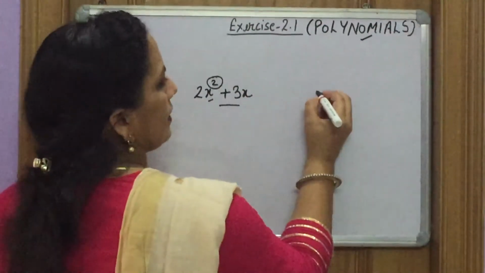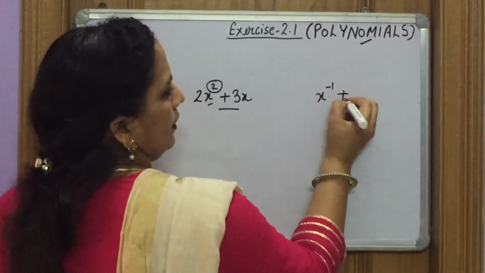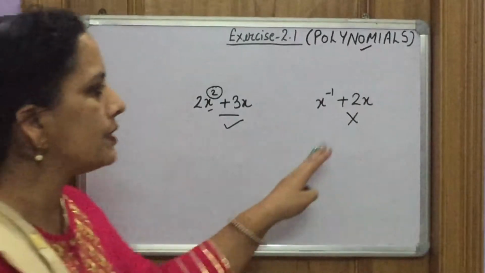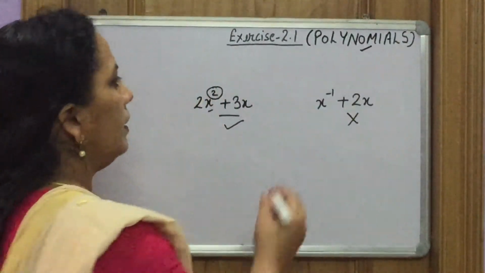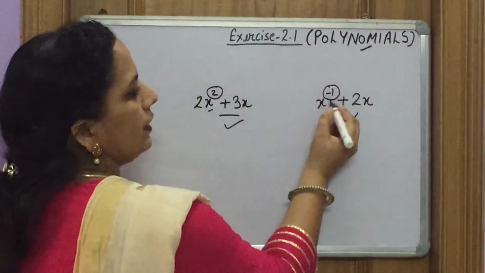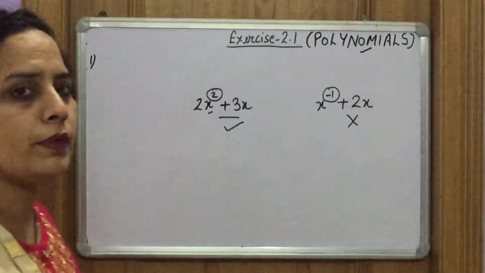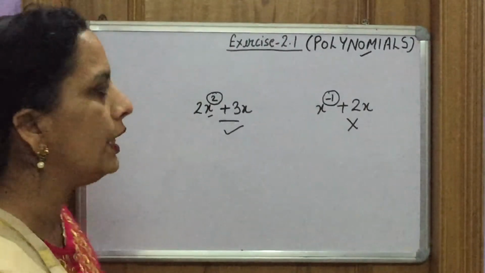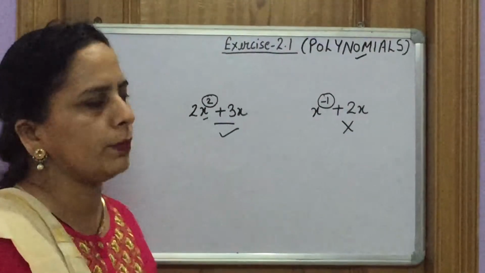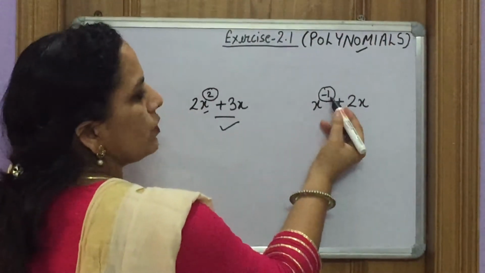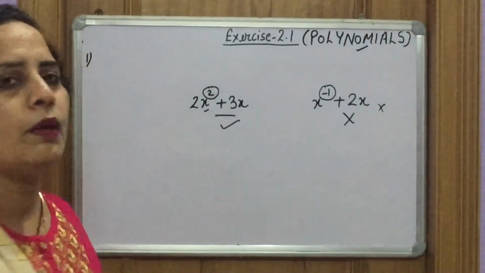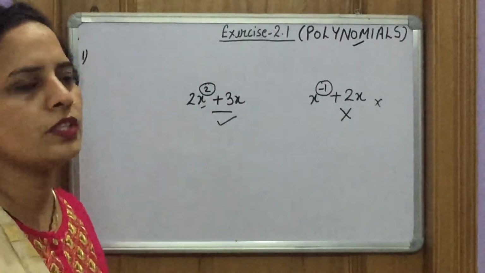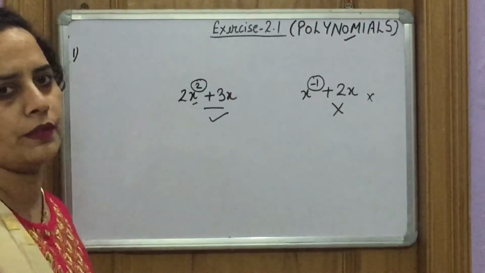If we take another example, this is not a polynomial. This is a polynomial, but this is not a polynomial as power of variable is not a whole number. Whole number means the number which starts from 0, 1, 2, 3, 4 up to infinity. These are whole numbers. But this is not a whole number, so we can say that this is not a polynomial. So polynomial is an algebraic expression in which power must be a whole number.